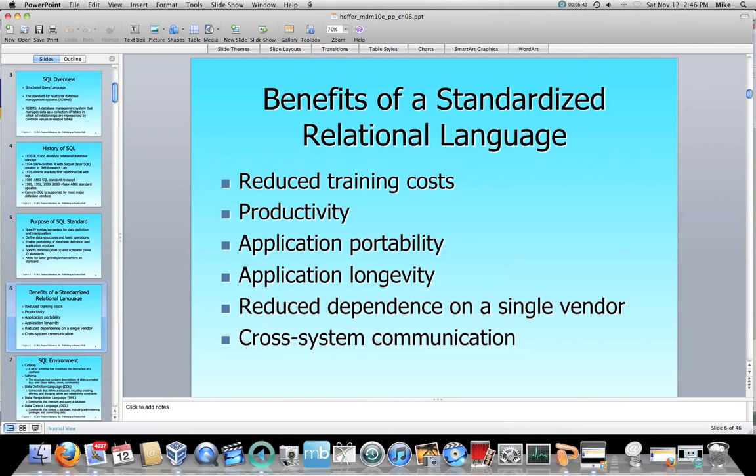The benefits, again, are reduced training costs and productivity. People don't have to relearn things when they go from one database management system to another. Portability, application longevity. Right, so if you create an application, you really don't have to worry about that application being broken by a standard being changed. It's reduced dependence on a single vendor. So now I can go from DB2 to SQL Server to Oracle to MySQL with relative ease.